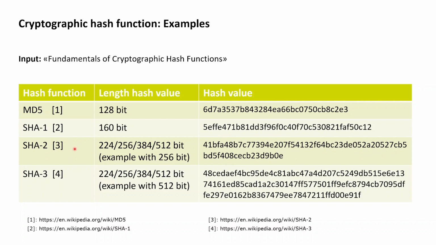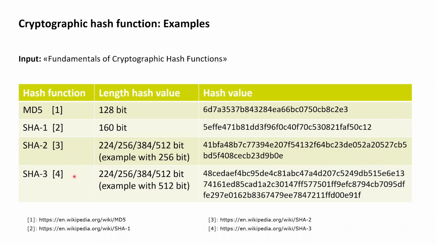SHA-2, the Secure Hash Algorithm 2, was again developed by NSA and released in 2001 and can produce hash values of either 224 bits, 256 bits, 384 bits, or 512 bits. The SHA-2 256-bit hash value for, again, the same input "fundamentals of cryptographic hash functions" would then be a 256-bit hash value that reads 41BFA and so forth when translated into a hex string.